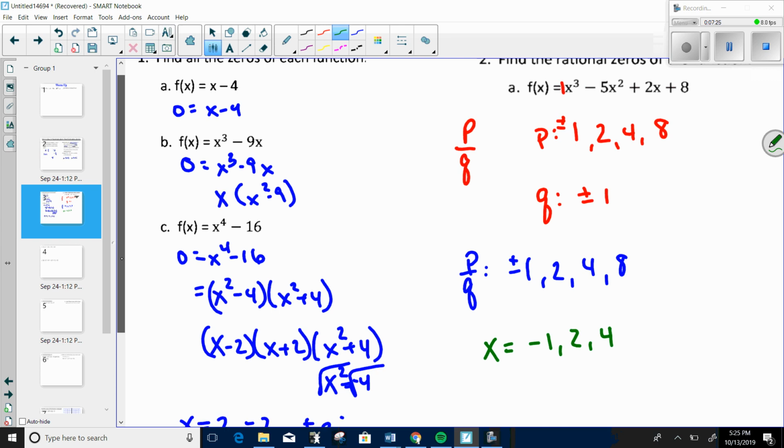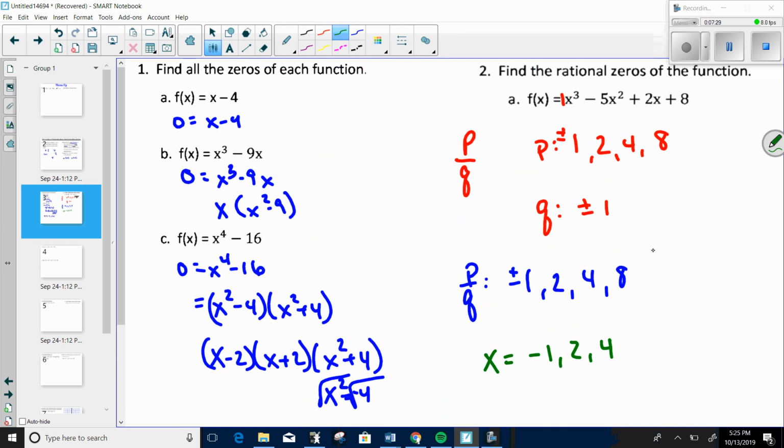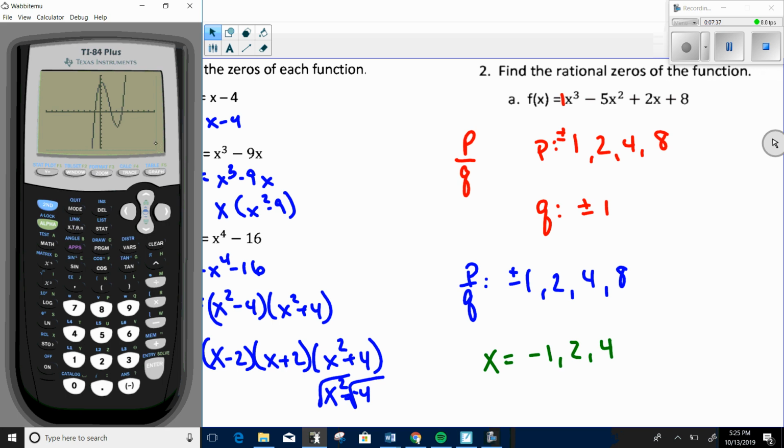Then we check. How do we check that? We could do synthetic division, but you can actually check it with your calculator. I'm going to look in my table. If I hit second table, notice I get all these values. If I type -1 in and hit enter, notice the y value comes out to be 0. That's exactly what I want.